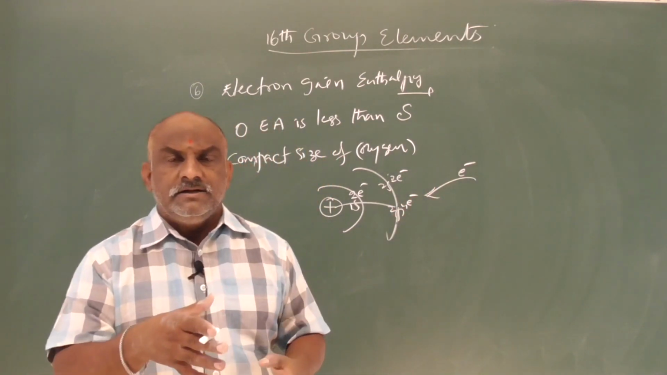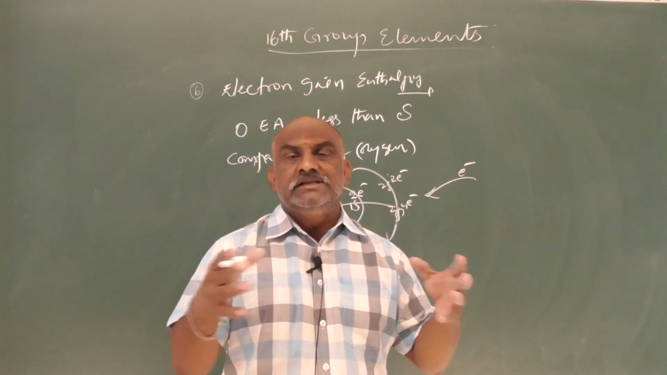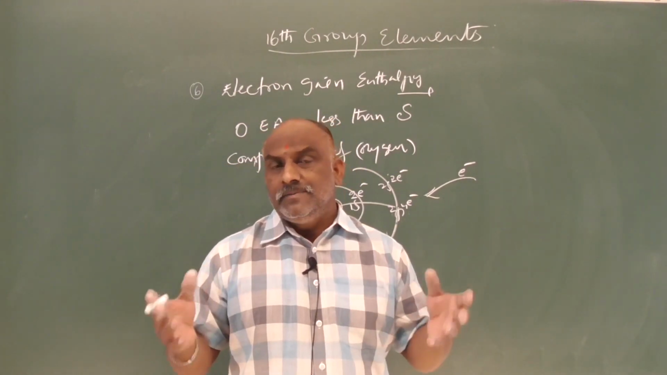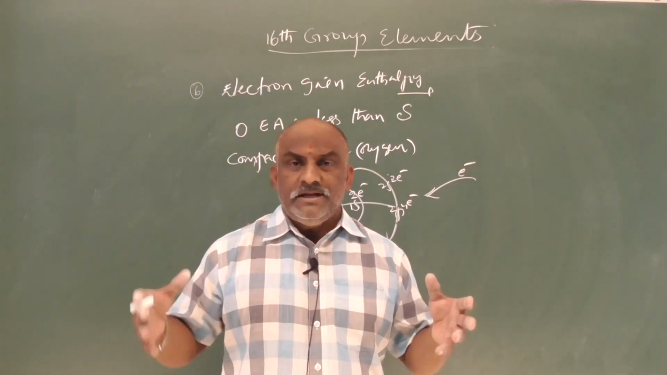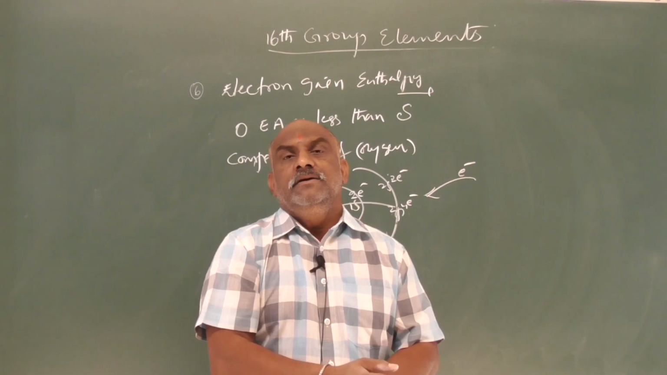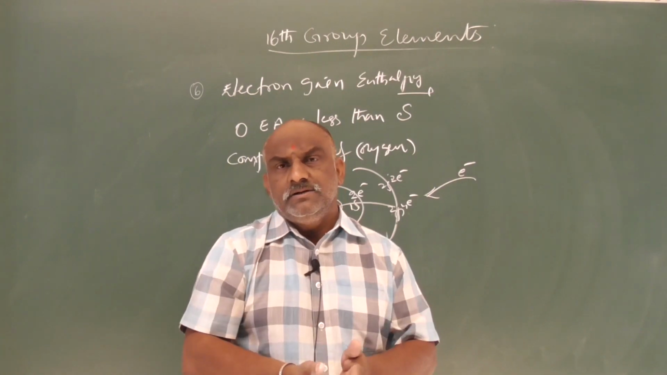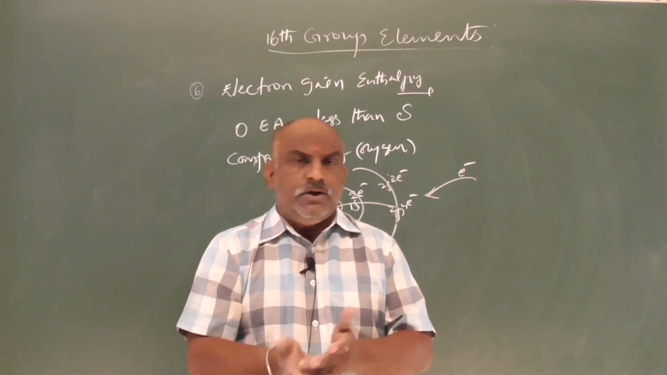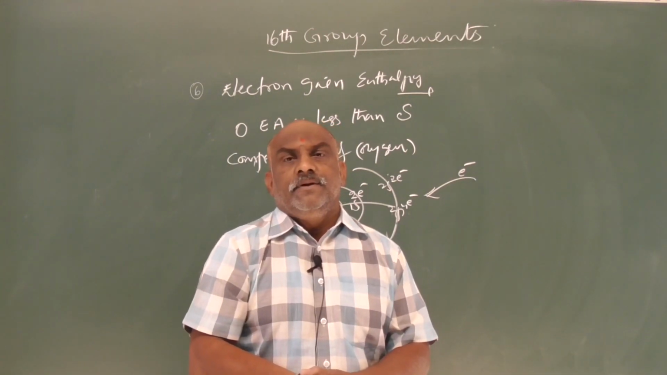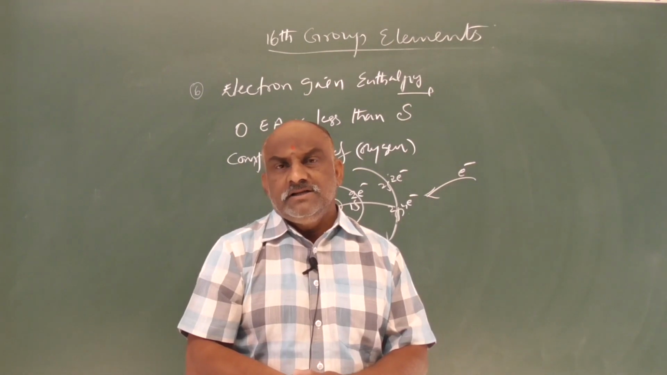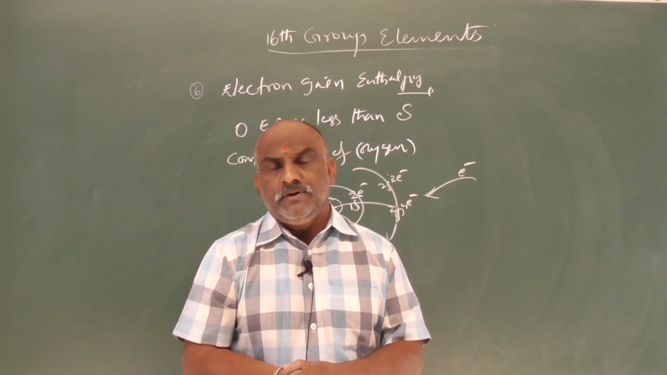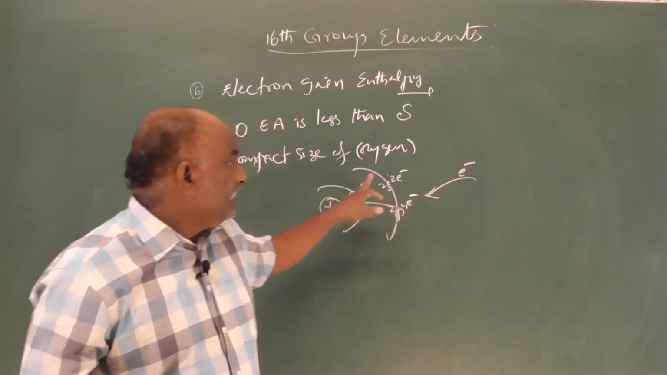The approaching electron and the outermost electrons repel each other. That is called interelectronic repulsion. To avoid that repulsion, you have to apply some energy. Applying energy means we are using energy, and that is called endothermic. Due to that reason, it is a positive value. Clear. Oxygen's first electron gain enthalpy is positive, the remaining are negative. So this was the reason.